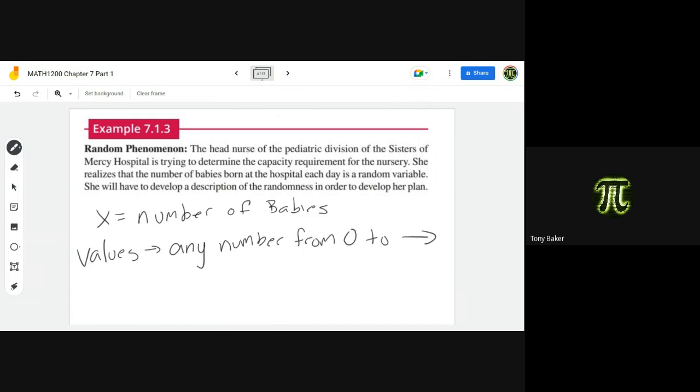Now, would I be able to come up with a probability curve or a probability distribution for this? No. Because, as you said, we don't know how many babies are born every day, right? It could be anything. Over time, we could develop what we think would happen. But based on the information they gave me here, I would not be able to come up with a probability distribution for it. That does not mean it's not discrete. It just means I can't come up with it for this situation.